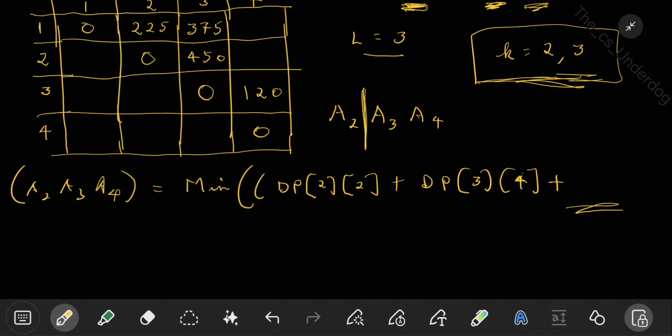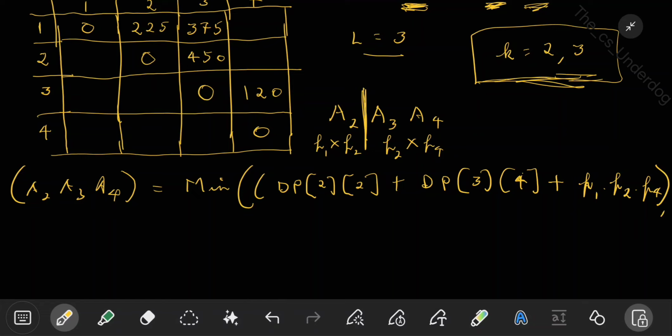Here the split is after A2. A2's dimension is P1 by P2 and the resultant of the remaining product will have dimension P2 by P4. How am I getting these dimensions? We have explained this in detail in the last lecture. So here the total number of scalar multiplications will be P1 into P2 into P4.